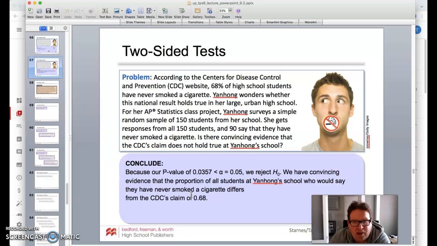Now, because our p-value is less than our significance level of 0.05, we are going to reject the null hypothesis. We have convincing evidence that the proportion of all students at Yanhong's school who would say that they have never smoked a cigarette differs from the CDC's claim of 0.68. So we reject that null hypothesis. We're going to say that it's probably not equal. So that's what we've got in that case.